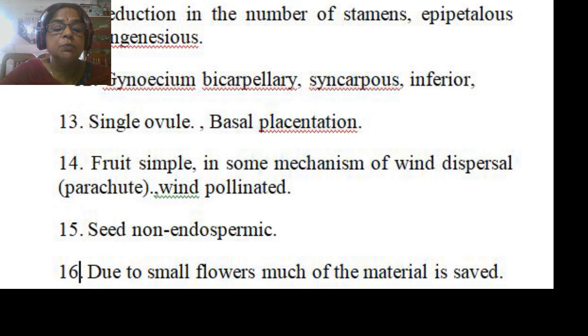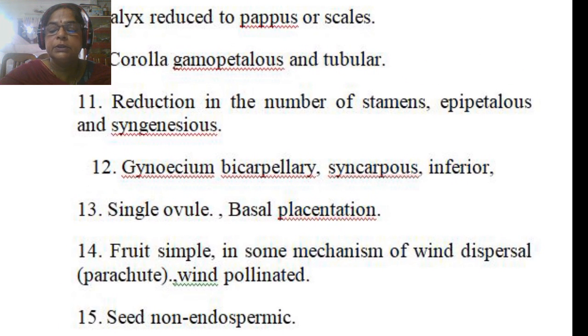Due to the small flower, that is the size of the flower is small, the material needed for the development of a flower is very low from nature. So the material is saved, and there is multiplication also, there are large numbers of pollen grains and formation of fruits. So in this way, these are some important characters which show this family is a very advanced family.